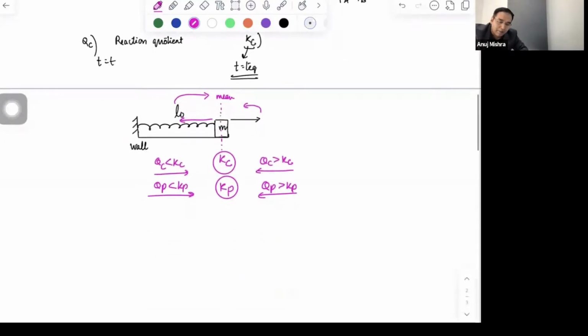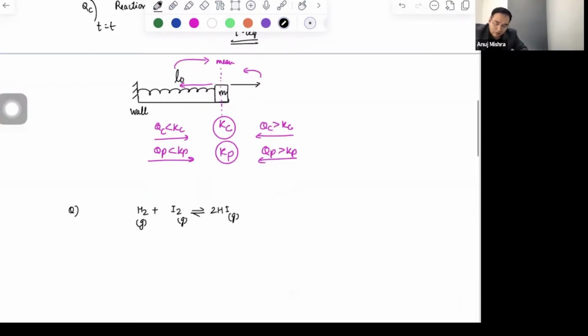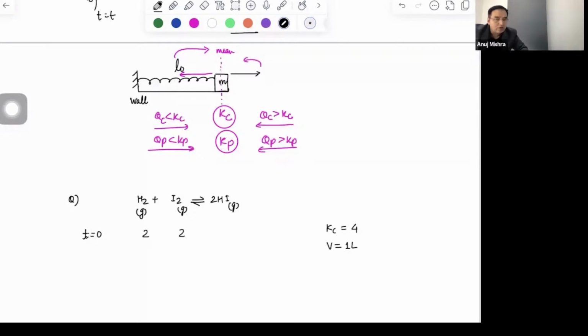For example, अब मैं आपको एक छोटा सा यहाँ पे क्वेश्चन पूछता हूँ. H2 plus I2 gives 2HI. Now with one question, we'll try to learn many things. At time t equals 0, we have been given 2 moles of this and 2 moles of this. Please note down. 2 moles of this and 2 moles of this. KC is given as 4. Volume is given as 1 liter. Find out moles at equilibrium.